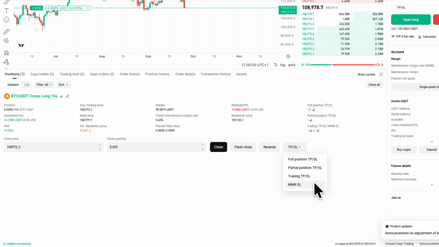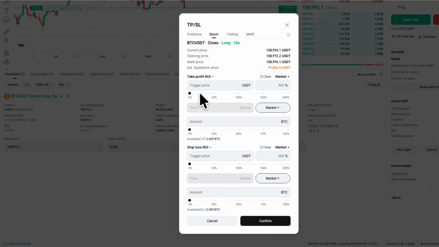So to set your multiple take profit levels, you come here to where you have partial position. That's the one you click on. So I'll click on it. And then it brings up this pop-up on the screen. So you must make sure that it's on that batch right here. So it means that you're taking your profit in batches. That's the meaning. And then it shows you the different information right here, the current price and opening price right there. So you see all of this information.